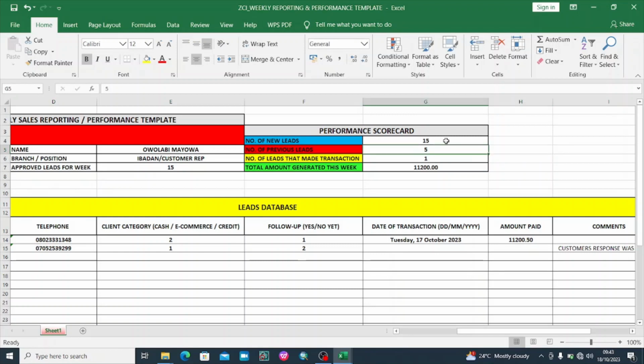Now, the 15 new leads that has been approved to you, you subtract your previous leads from it, which will be 10. So 15 minus 5 is 10. Your new leads that you'll be getting for next week will now be 10 instead of 15, because you are bringing in 5 previous leads. I think that's the only thing I want to say.